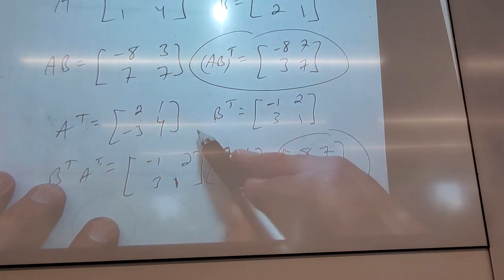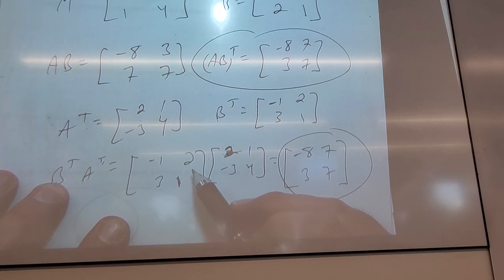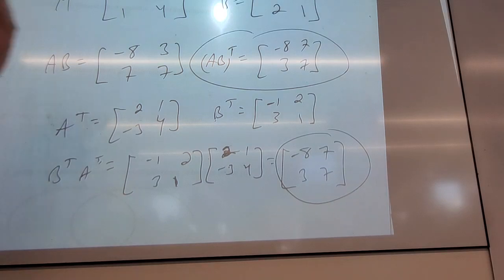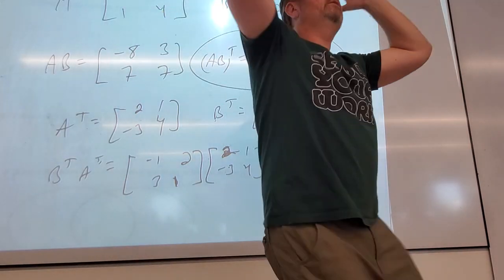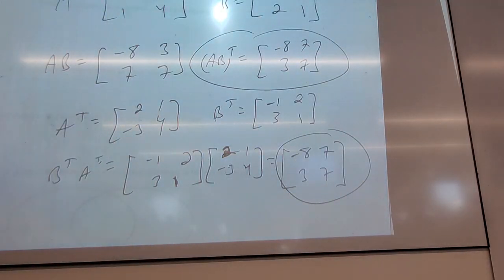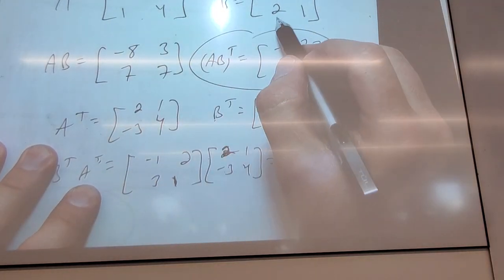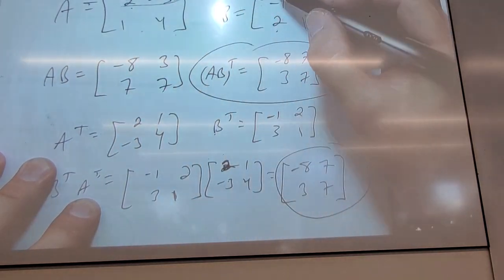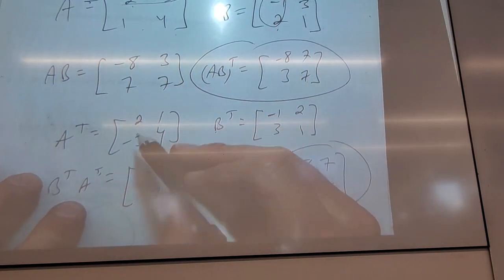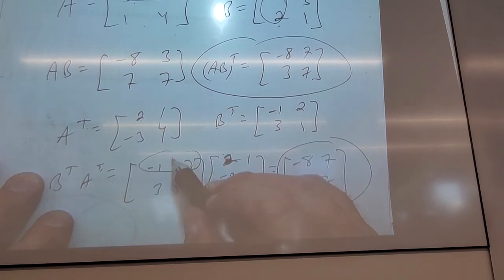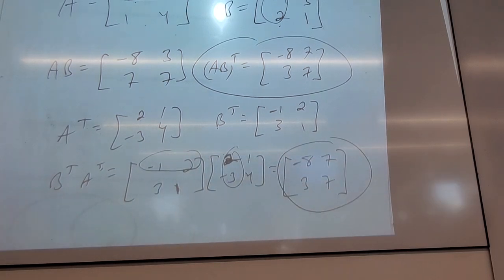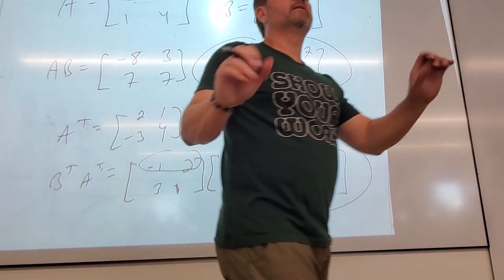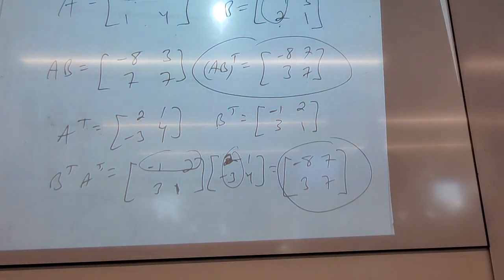Yes? Let me see if I can show you. And over here you did 2 times -1, -3 times 2. Just 1 is now a column when it used to be a row. Okay, I need you to see this. So when you did A times B, you did 2, -3, dotted with -1, 2. Down here we did -1, 2, dotted with 2, -3. Yes? Same thing, correct? Do you guys see?